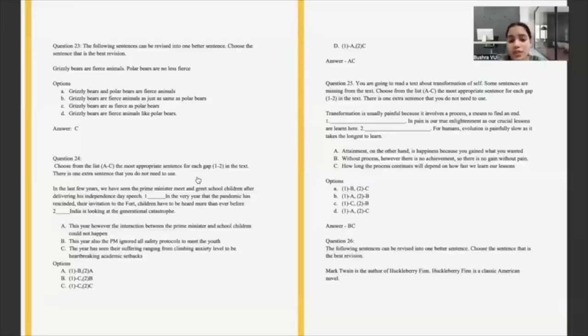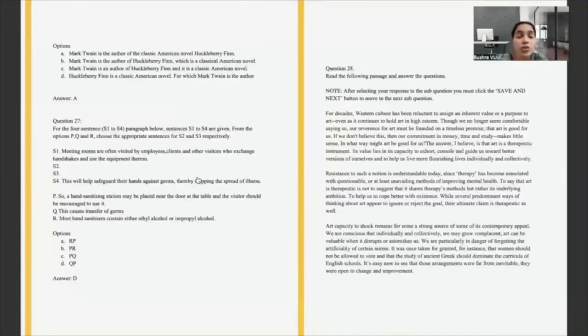All right, let's look at question number 26. So the following sentences can be revised into a better sentence. There's this sentence, you have to just revise them into a better sentence, okay? Mark Twain is the author of Huckleberry Finn. Huckleberry Finn is a classic American novel. Okay, Mark Twain has written the book Huckleberry Finn, and they're telling that this is a very classic American novel. So which options can it be replaced with? Let's look at the options.